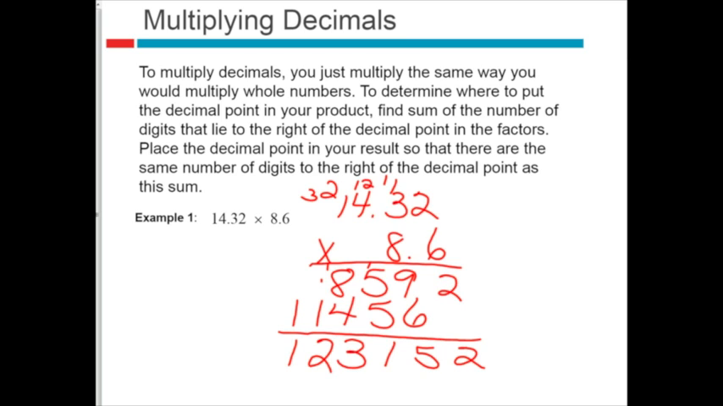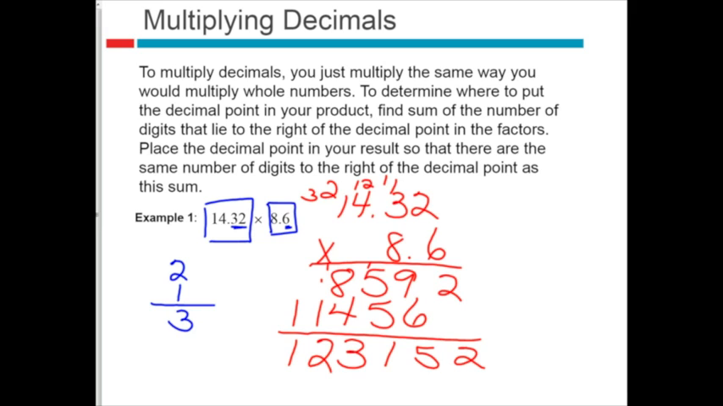point. So let's take a look at where we are going to place this decimal point. Well, when we looked at our first factor, we have 2 places to the right of the decimal. So we want to make note of that. In the second factor, we have 1 digit to the right of the decimal. So we have to add these 2 numbers and we get 3.